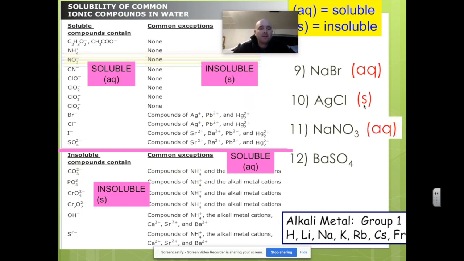And then barium sulfate. Let's see, that sulfate right here. The sulfate is soluble, but it has barium present. So therefore, barium sulfate must be a solid.